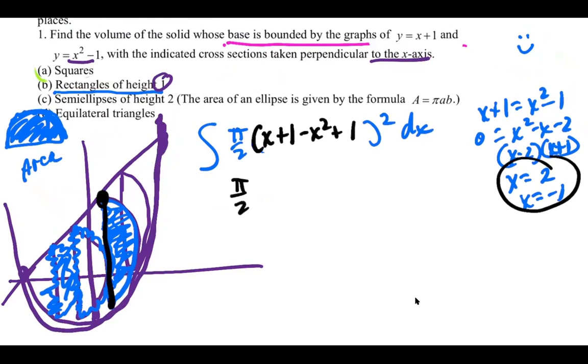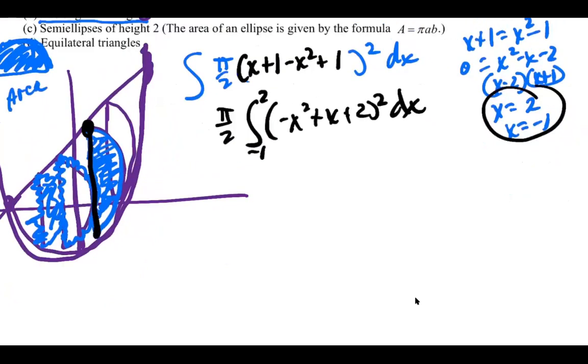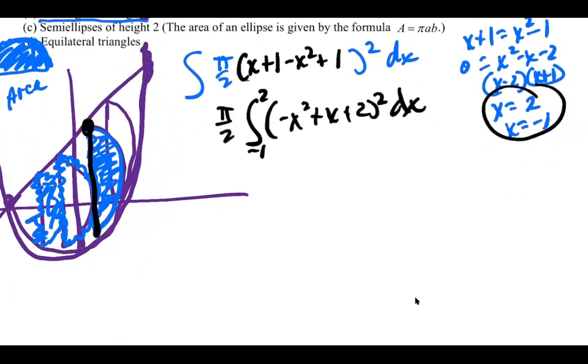Factor out the pi over 2. And once again, we have negative x squared plus x plus 2 squared. And if you did it carefully the first time, you could repeat that again. I'll let you finish this one. Hopefully you have on your notes what this was, integrated from -1 to 2. In fact, let's do that.